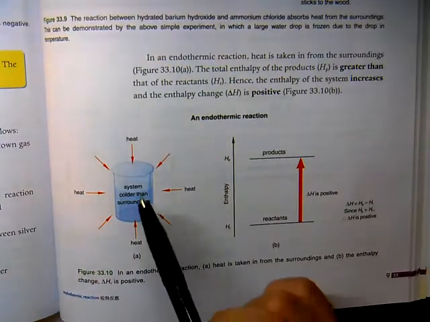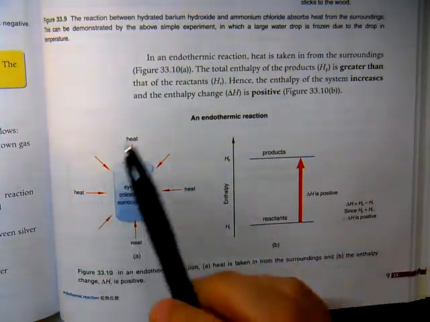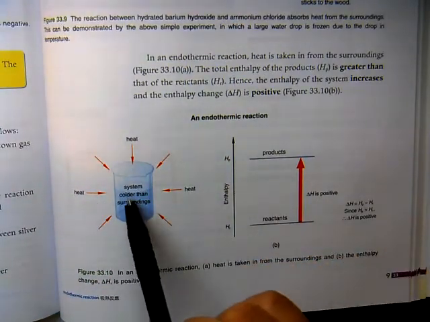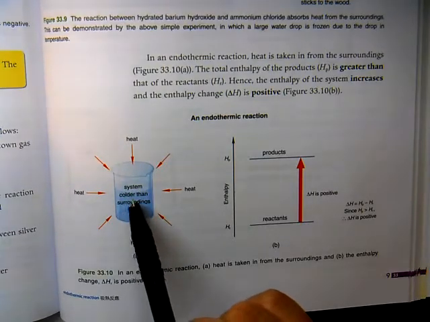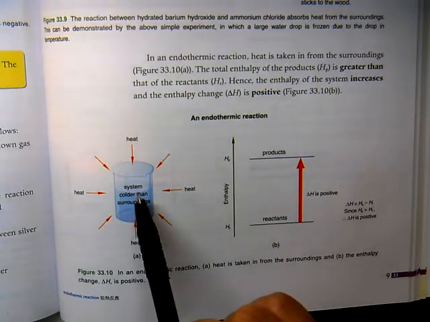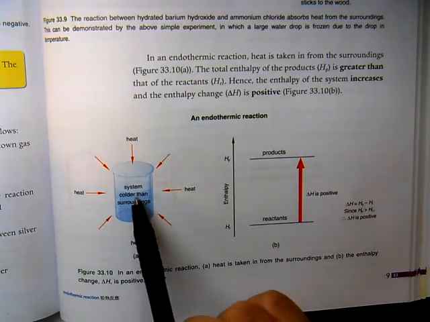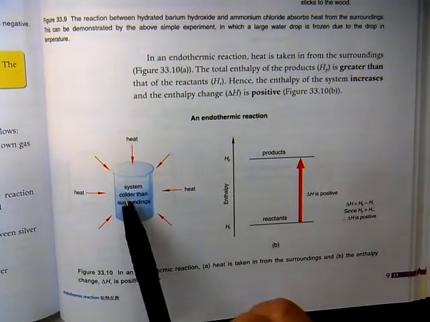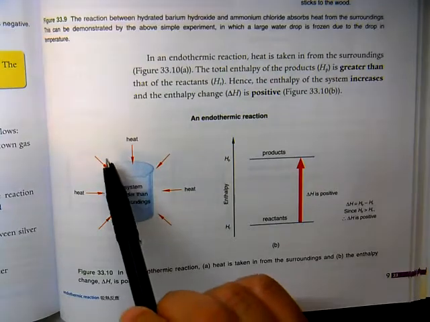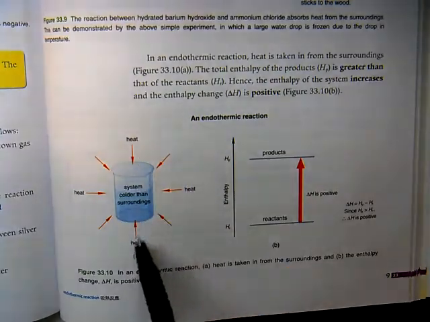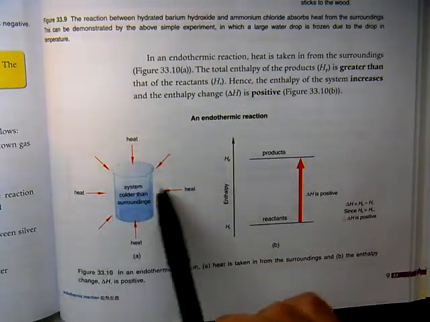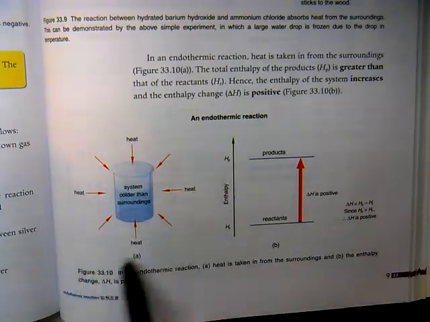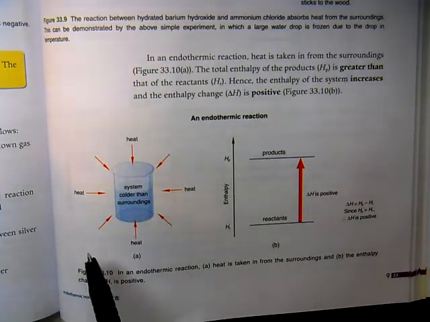You may turn to page 9 and look at this figure. Here, inside the beaker, we have the system. That means the reaction between barium hydroxide and ammonium chloride. This is the system. During the reaction, because it is an endothermic reaction, heat is taken in from the surrounding. That is the surrounding. Do you understand?